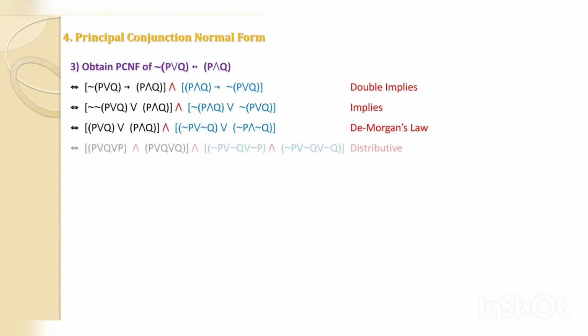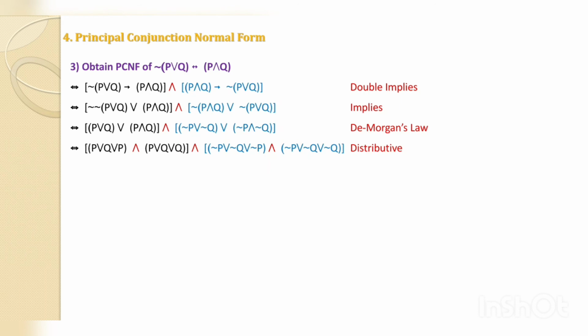Now if we focus on the first side, then we can use the distributive law. By using the distributive law, it is (P or Q or P) and (P or Q or Q), and for the second side (not P or not Q or not P) and (not P or not Q or not Q). Means we distribute the first bracket over the elements of the second bracket.